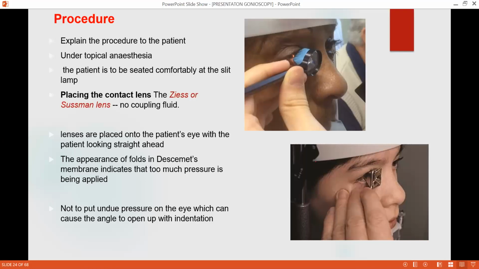If you are using a Zeiss or Sussman gonio lens, we don't need a coupling fluid, so it can be directly placed on the anterior surface of the cornea. Care must be taken not to put extra or undue pressure, and you should not see any corneal folds, which indicate that you are excessively pressing on the lens.